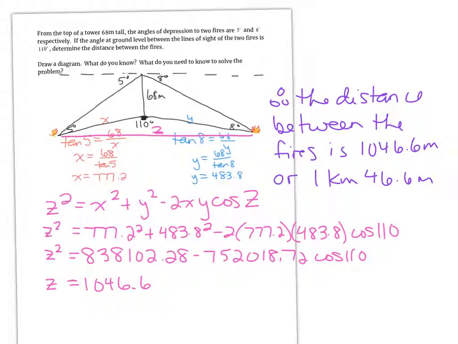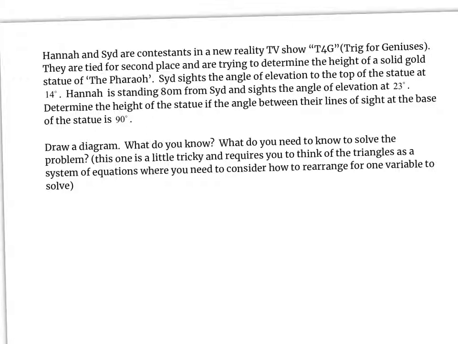So next example. Hannah and Sid are contestants in a new reality TV show, T for Trig, Trig for Geniuses. They're tied for second place and are trying to determine the height of a solid gold statue of the pharaoh. Sid cites the angle of elevation to the top of the statue at 14 degrees. Hannah is standing 80 meters from Sid and cites the angle of elevation at 23 degrees. Determine the height of the statue if the angle between their sight lines at the base of the statue is 90 degrees. Oh, isn't that nice? We gave you a 90-degree angle at the bottom.